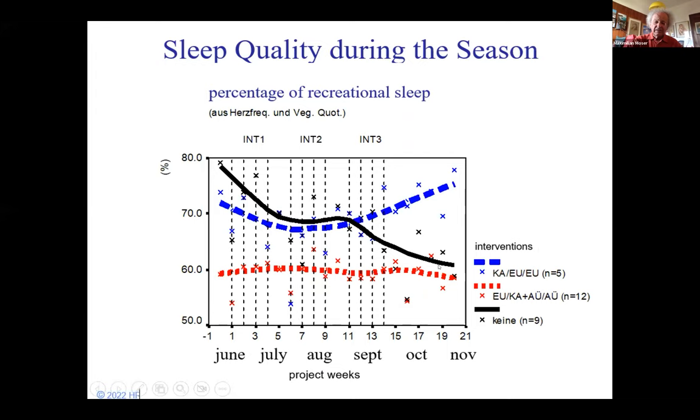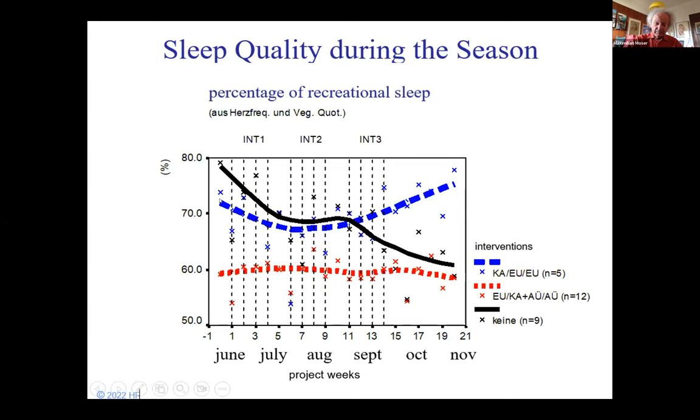And we said, if this is really effective, we should also see it in the months. And sorry, I just have to close the telephone. And you see here three groups. The black group does not participate in any eurythmy activity, and the sleep quality goes down from 80% to 60% during all this time, making the sleep much less effective in this group.